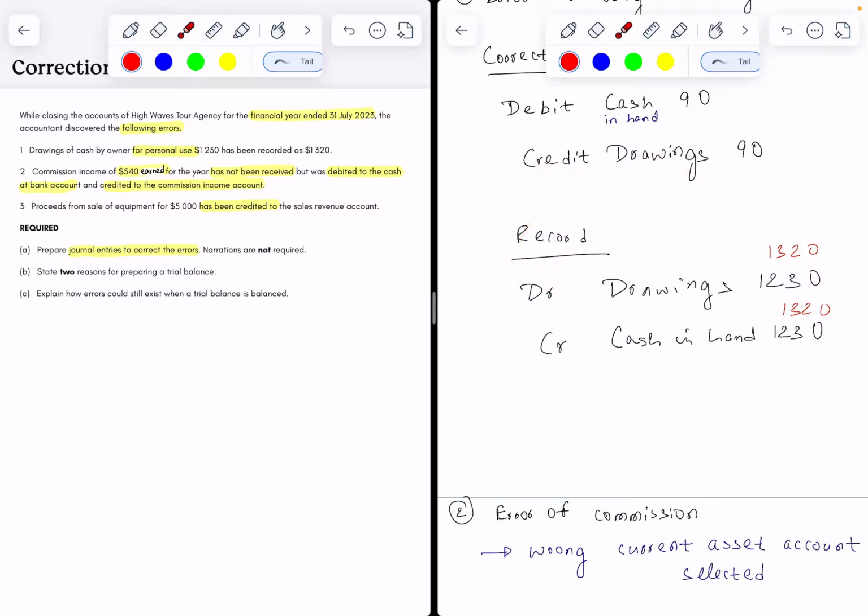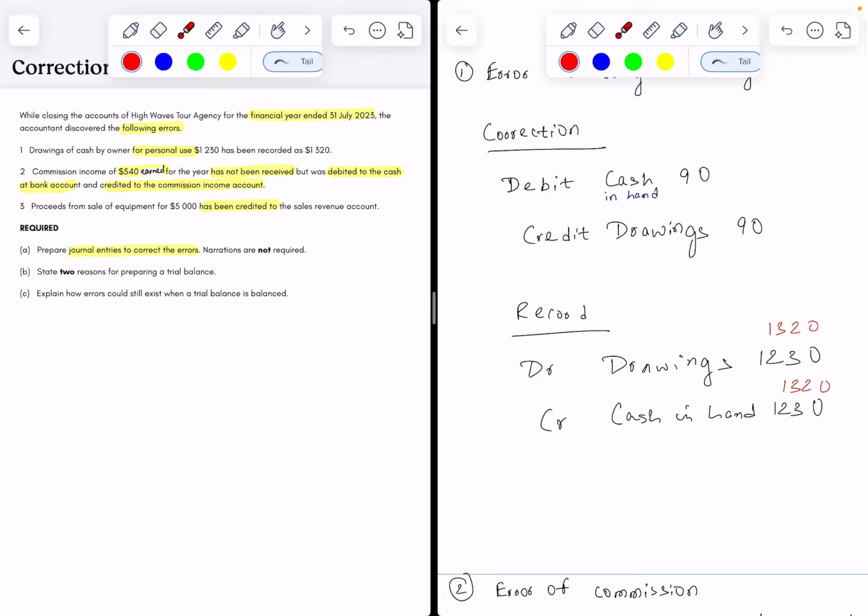Simultaneously, we understand the cash in hand account has been recorded at $1,320 credit when we should have credited it at only $1,230. That means our cash in hand balance had been understated by $90. So we have to fix this. And the way to correct this is to debit the cash in hand account by $90, where we are essentially increasing the current asset. All right. So the correction needed for the first transaction is to debit the cash in hand account by $90 and to credit the drawings account by $90.